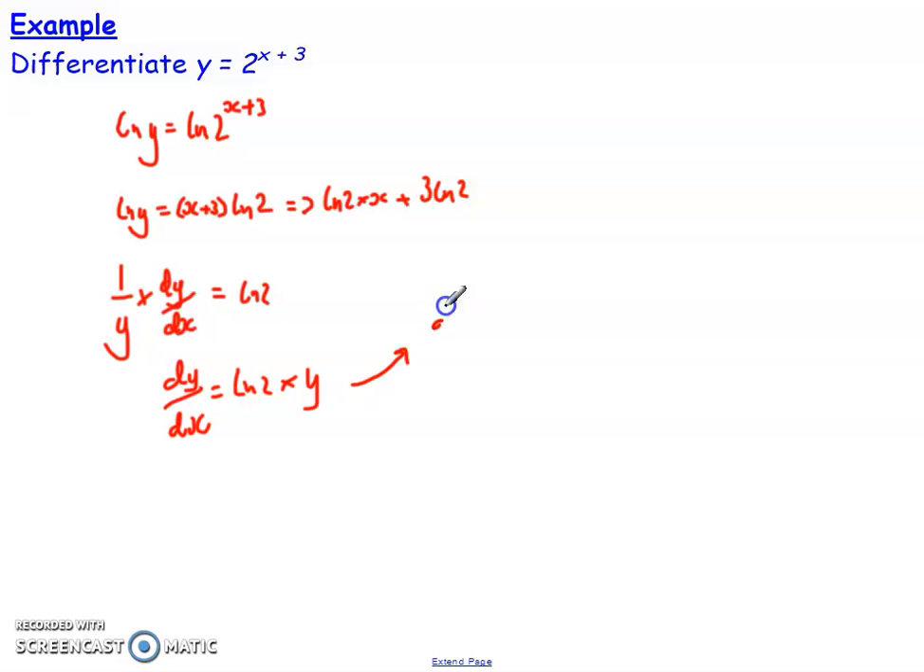So if I substitute back in, I get dy by dx equals ln of 2 times 2 to the power of x plus 3. So there you go, I've taken the derivative of it, and it was that first key initial step of taking logarithms of both sides that actually reduced the complexity and allowed me to do it as quickly, easily and as efficiently as I have done there.